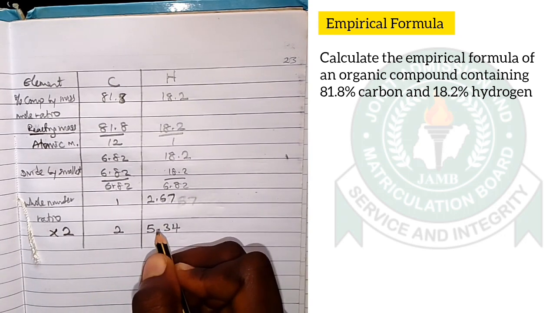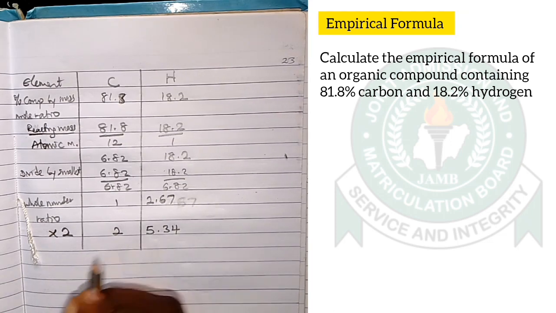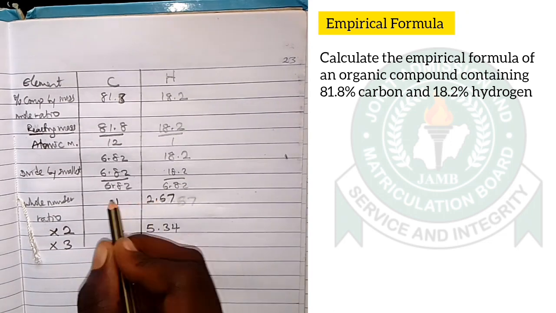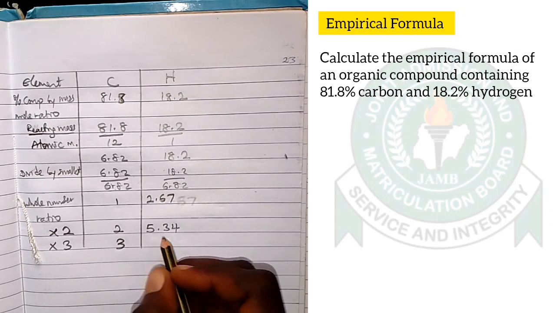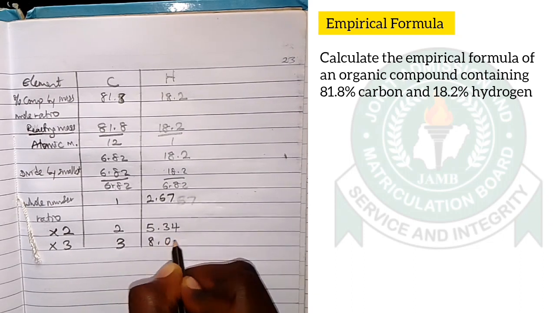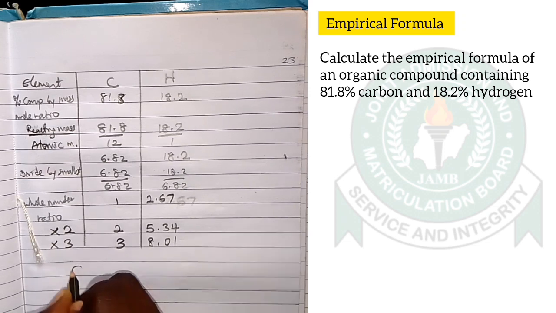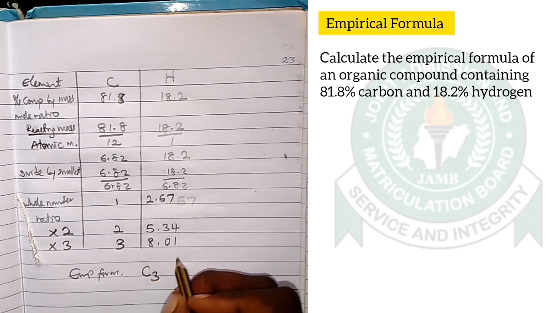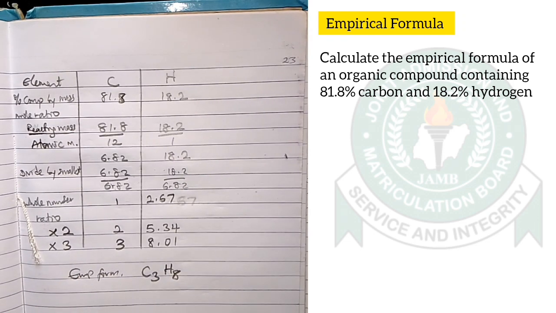That is the first whole number ratio we got. So the next one we got is still not a perfect whole number. So multiply the first one by 3 again, which will now give us 3 for this one, and 8.01. So this is very close to a whole number. So take that as the empirical formula. So this is the step I wanted to show you.